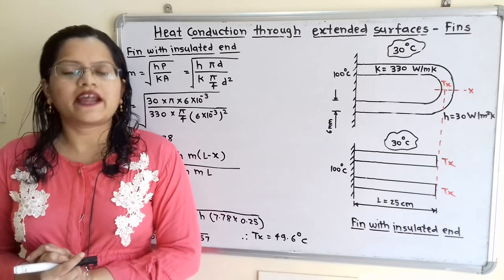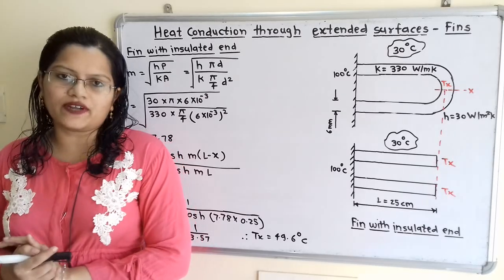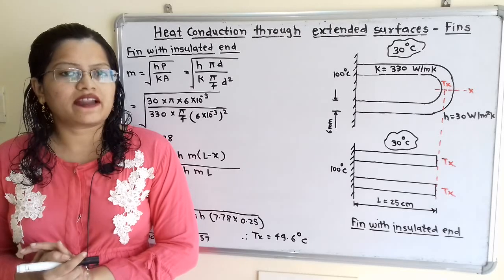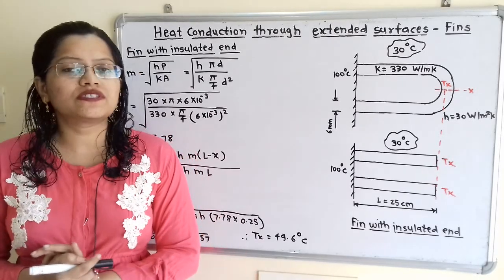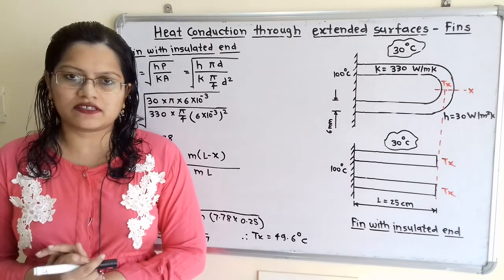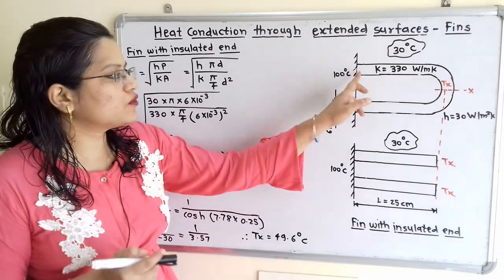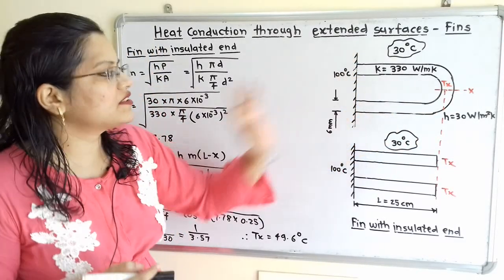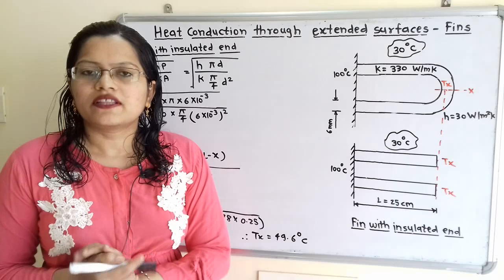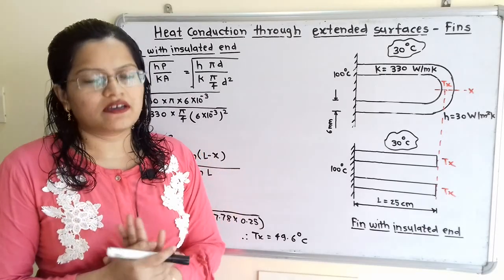Let us understand the given data with the help of a diagram. It is given that the U-shaped copper rod is connected to a rigid wall whose temperature is 100 degrees Celsius. So we will draw here the U-shaped copper rod, and here the wall temperature is 100 degrees Celsius. Now we will plot the given data.